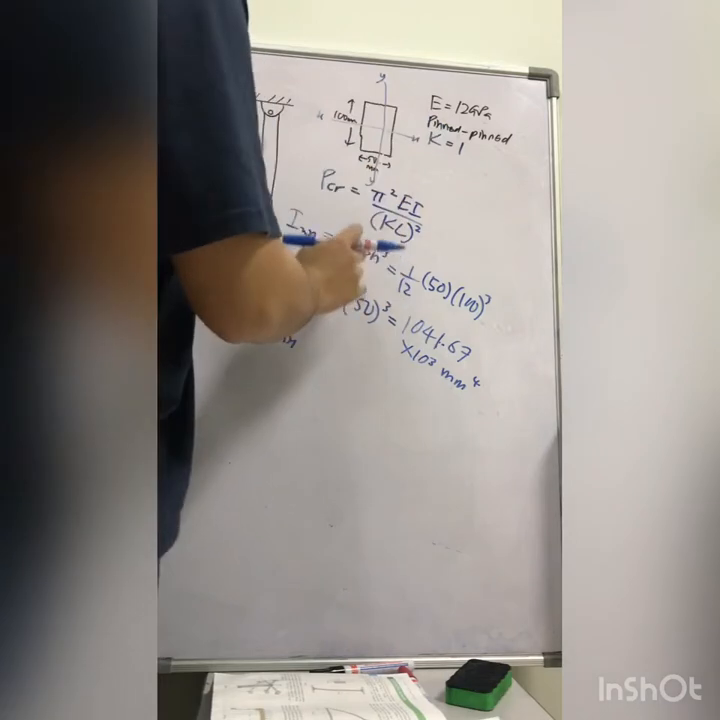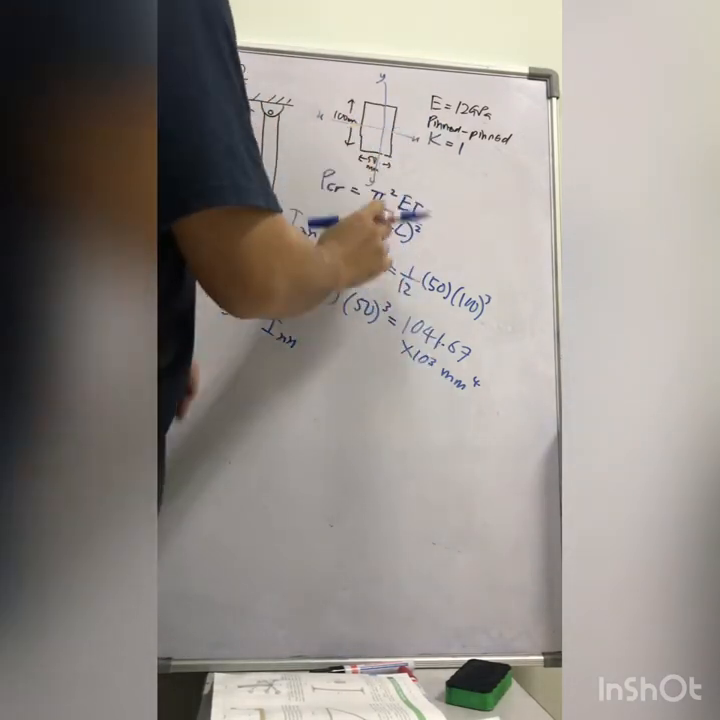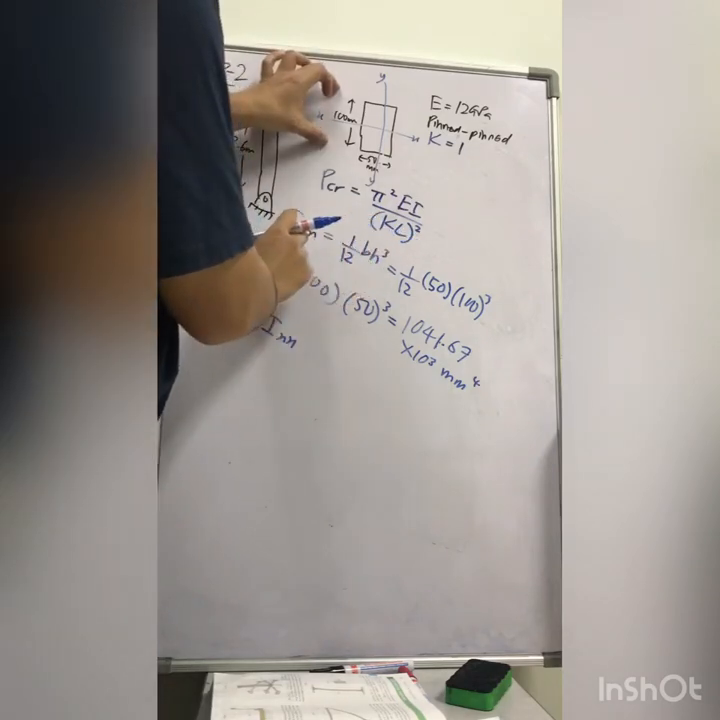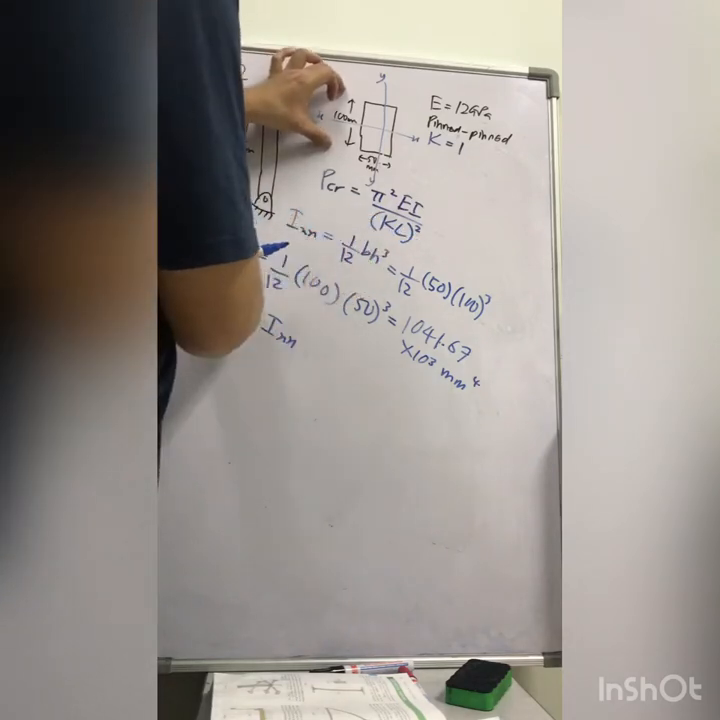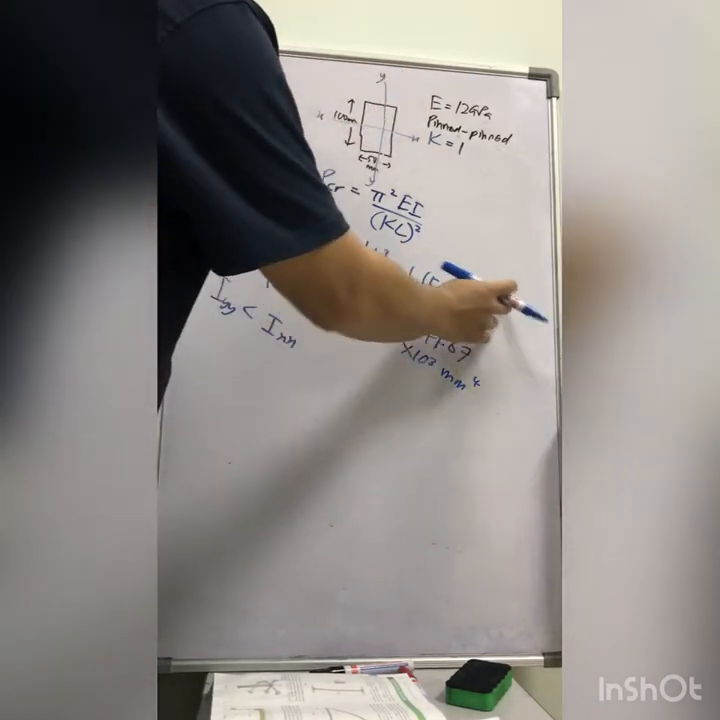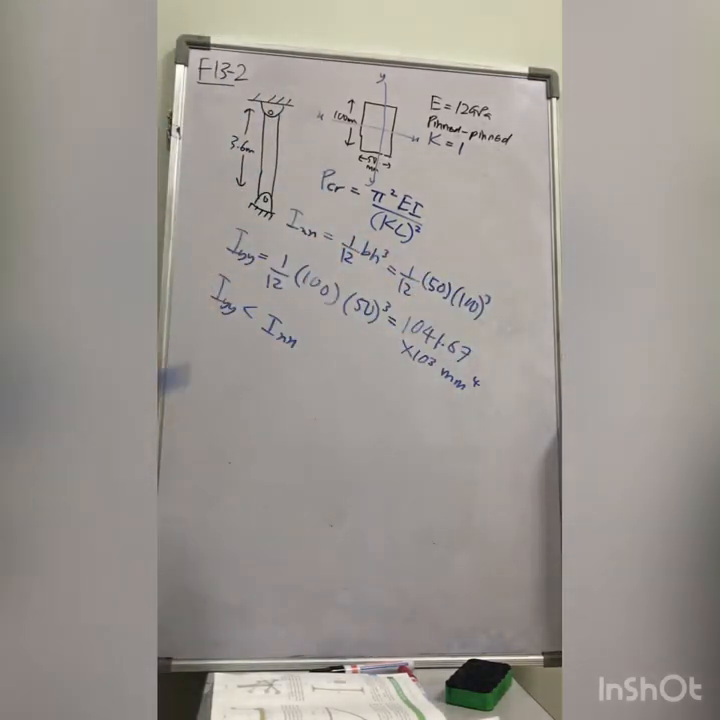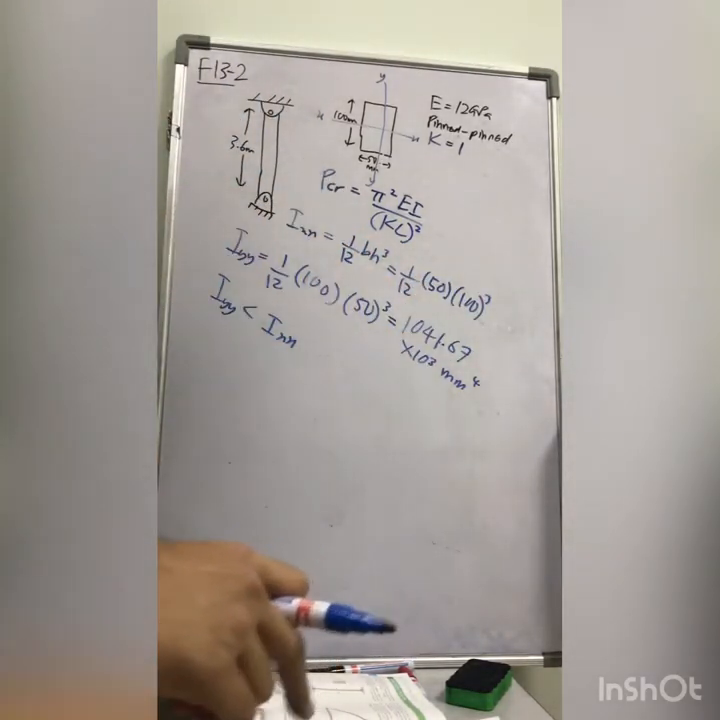So in this case, which one is higher? IXX will be higher, right? Because in this case, for IXX the height is 100, and for IYY it is 50, isn't it? So of course, when you raise 100 to the power of 3 compared to 50 to the power of 3, this one will be bigger. So your IYY is less than IXX.